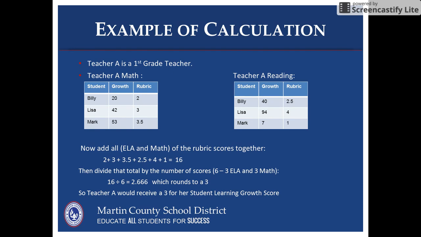Now we add all of the ELA and math rubric scores together. We get a total of 16. Then we divide by the total number of scores. There are 6 scores here, 3 ELA scores and 3 math. 16 divided by 6 equals 2.666. This rounds to a 3. So teacher A would receive a 3 for her student learning growth score.